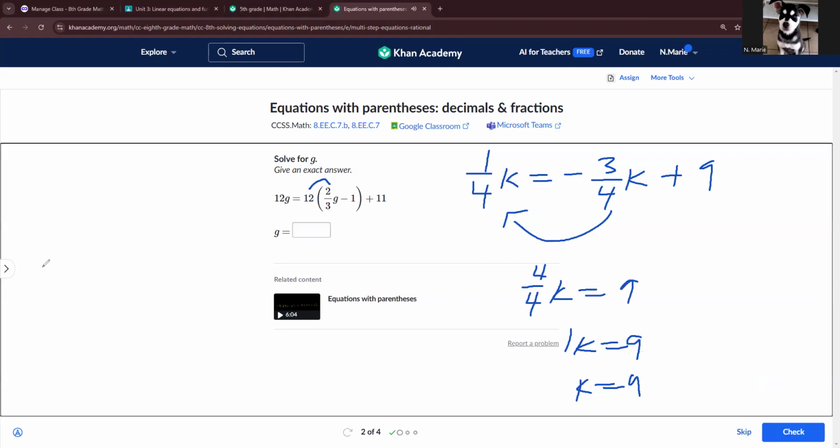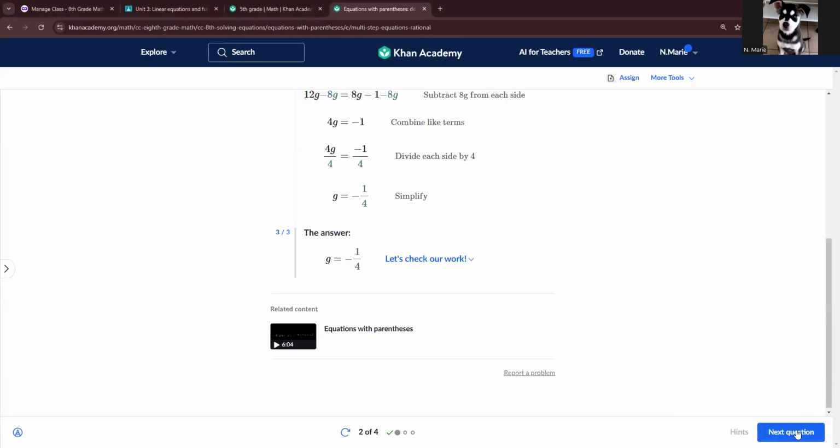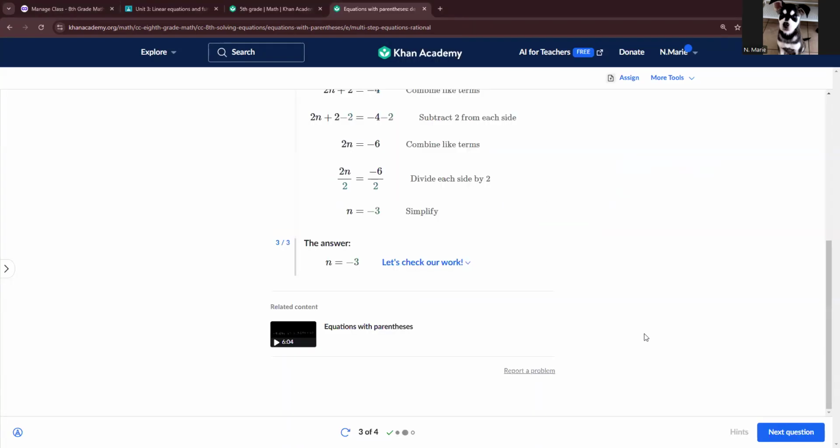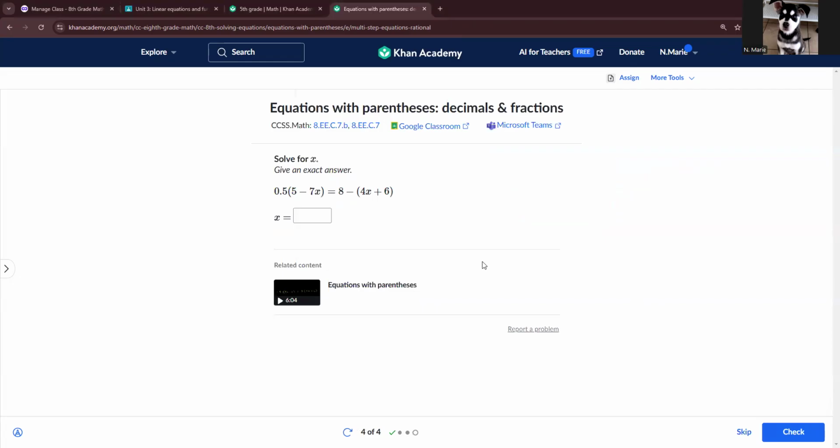All right, let's do a decimal one. Definitely using a calculator with the decimals. Those are a pain to do by hand, but if you want to do them by hand, feel free. Sometimes they're a little easier. Like this is what's half of 5, that would get you 2.5. What's half of 7? Negative 3.5x. So that part's a little simple. Distribute the negative here. That gets you 8 minus 4x minus 6. Combine like terms, that gets you 2 minus 4x.